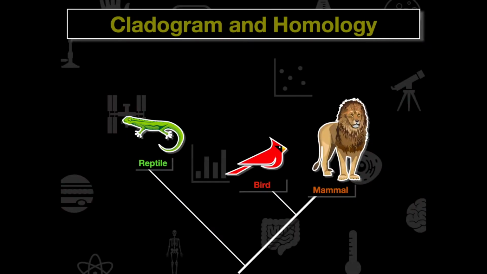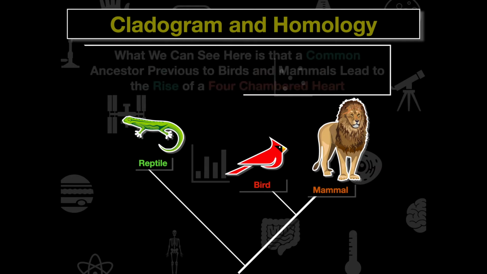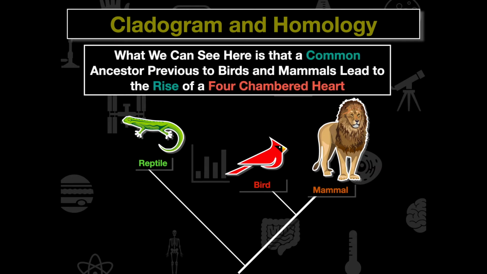Now, if we look at the cladogram here, we have a reptile, we have birds, and we have mammals. And what we can see is that the common ancestor previous to birds and mammals led to the rise of the four-chambered heart. So if we look at birds and mammals, they both have four-chambered hearts. Reptiles and amphibians sometimes have two and sometimes have three-chambered hearts. And we can see where the four-chambered heart is located on the cladogram.